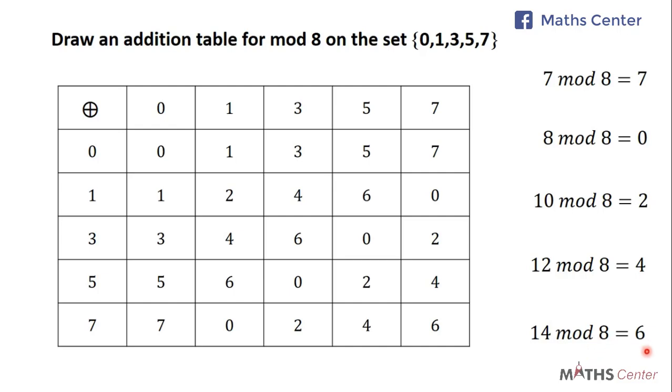14 mod 8 is 6. 14 is greater than the modulus 8. So you divide 14 by 8. 14 divided by 8 will give us 1 remainder 6. So 14 mod 8 is 6. Or you can use the trick we learned in the previous video. You subtract 8 from 14 and that will give us 6. 6 is less than the modulus, which is 8. So 14 mod 8 is 6.